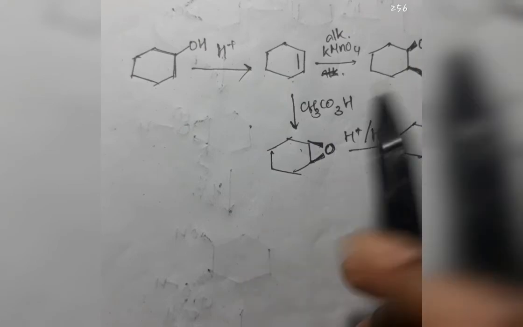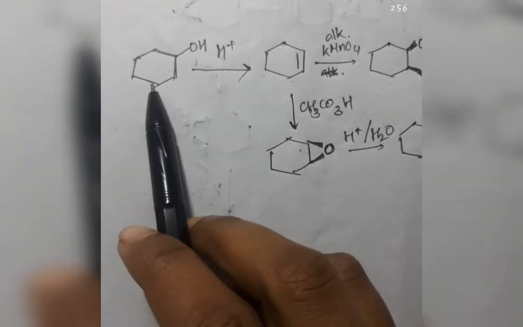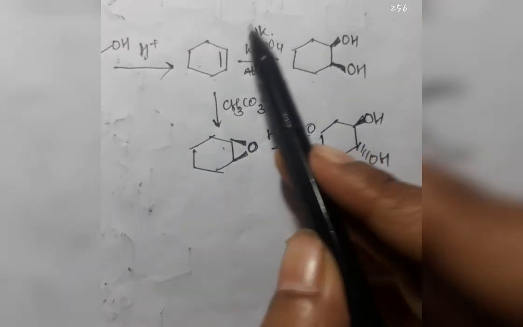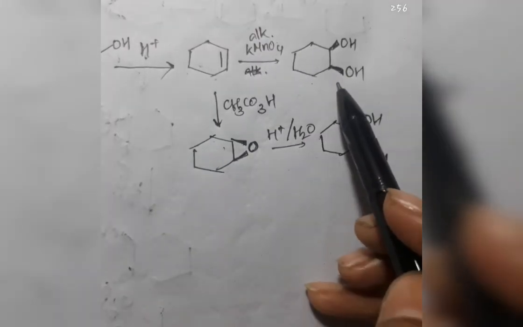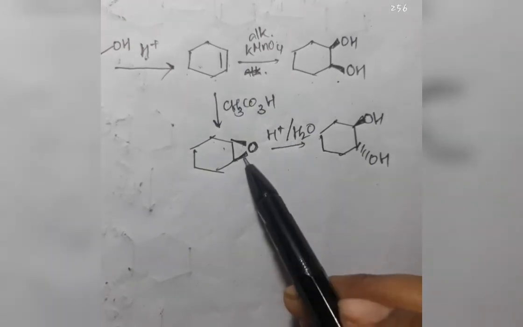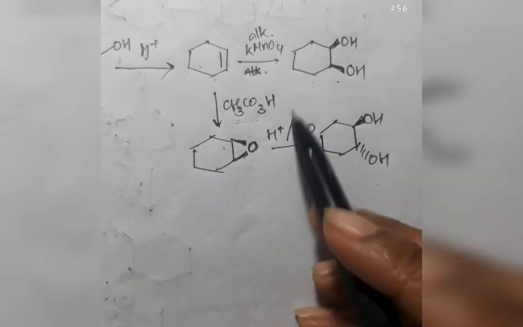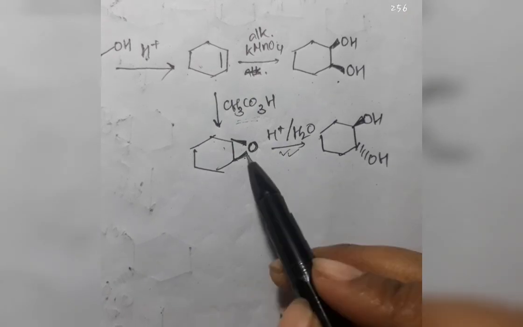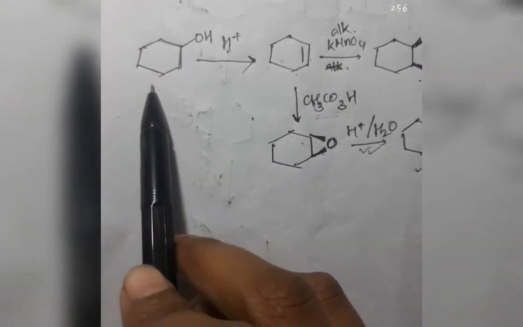So now let us look at the complete reaction scheme. Your cyclohexanol in the presence of an acid was converted into a cyclohexene, which on reacting with alkaline KMnO4 gives us cis-1,2-diol, and this alkene was then converted into an epoxide by using a peracid, and in the presence of an aqueous acidic medium, the ring opening of this epoxide took place to give us a trans-1,2-diol. So this is how we converted the cyclohexanol into cis-1,2-diol and trans-1,2-diol.